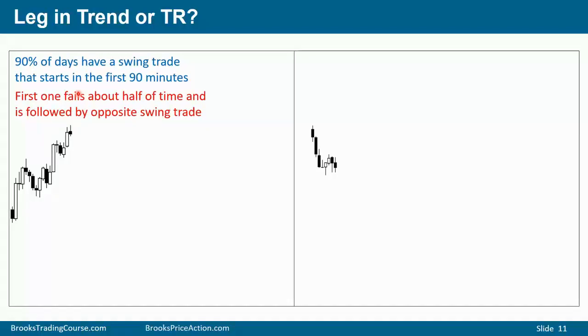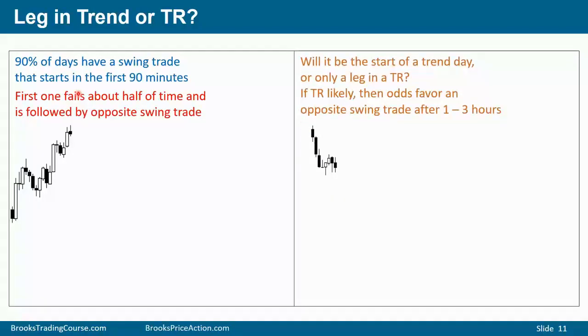When you do get what appears to be the start of a swing trade, about half the time it fails and you get an opposite swing trade. And therefore, whenever I see the market rallying, I'm wondering, is it a bull trend or is it a bull leg in what will become a trading range? Whenever I see it selling off on the open, I'm wondering, is it the start of a bear trend or is it a bear leg in what will become a trading range? If a trading range is likely, you have to assume the market will go 2 to 3 hours one way and then 2 to 3 hours the other way, and then maybe reverse again in the end of the day.